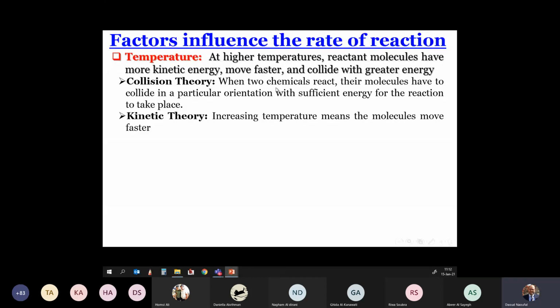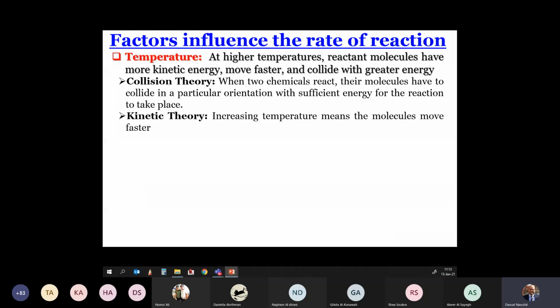In the kinetic theory, increasing the temperature means the molecules will absorb energy, so these molecules will move faster. So as a conclusion, when the temperature increases, the rate of the reaction increases. Pay attention, the temperature and the rate are related in the same order. As T increases, rate increases.